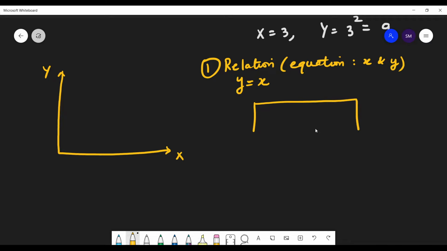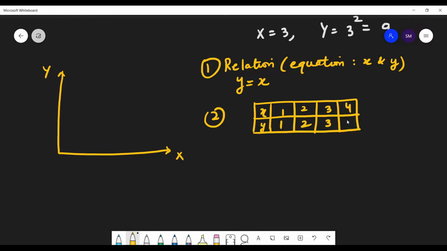So you will draw a table. That is your second step. X, y. Take x equals to 1. What will y equal, students? 1. Because both are equal. Both are same. X equals to 2. Y equals to? 2. X equals to 3. Y equals to? 3. X equals to 4. Y equals to? 4. Good. So now 1, 2, 3, 4, 5.